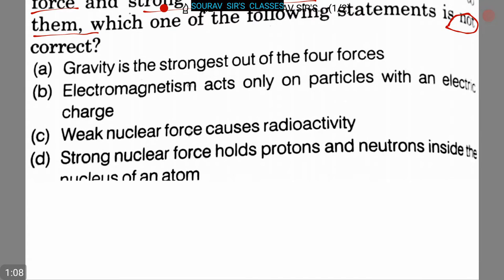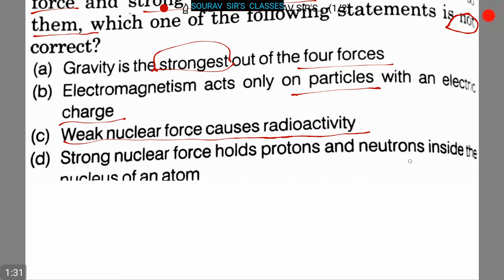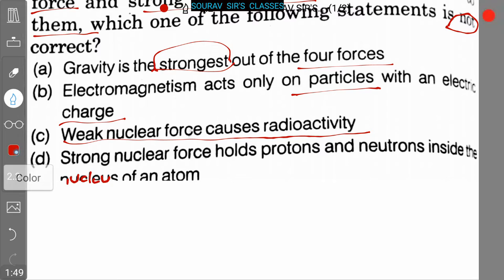Option A, gravity is the strongest out of the four forces. Option B, electromagnetism acts only on particles with an electric charge. Option C, weak nuclear force causes radioactivity. And option D, the last one, strong nuclear force holds protons and neutrons inside the nucleus. Here is the nucleus of an atom.